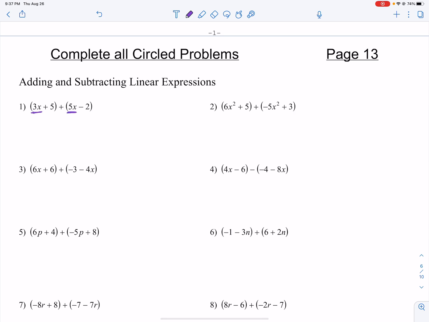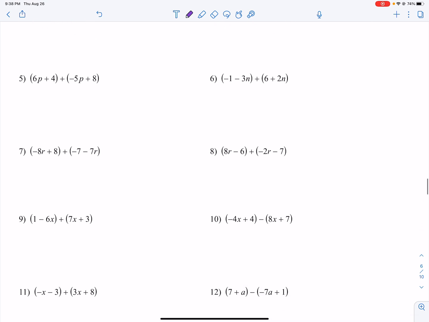So my 3x and my 5x give me an 8x. And then my 5 and my negative 2 give me a positive 3. Okay. Same thing, 6x squared and a negative 5x squared is an x squared. And then 5 plus 3, which is 8. Question 7. So I have a negative 8r and a negative 7r, so I get a negative 15r. And then 8 plus a negative 7, which is a positive 1.